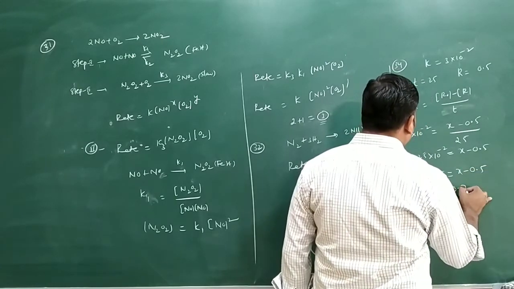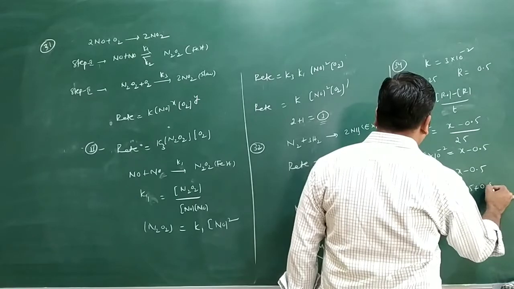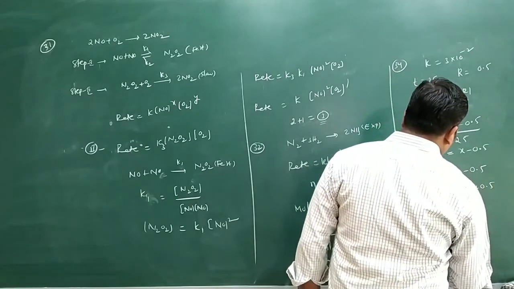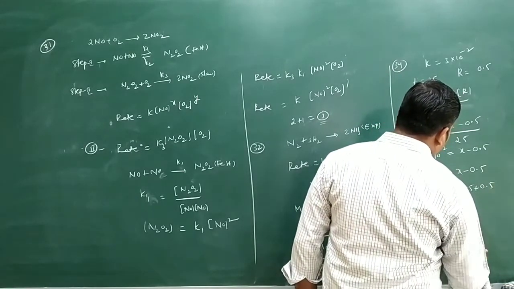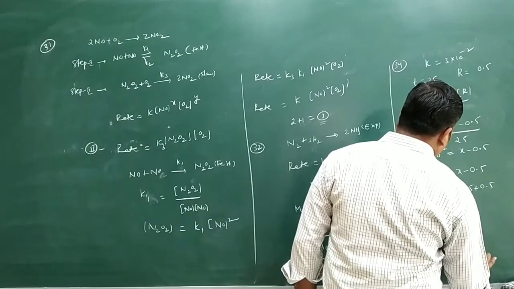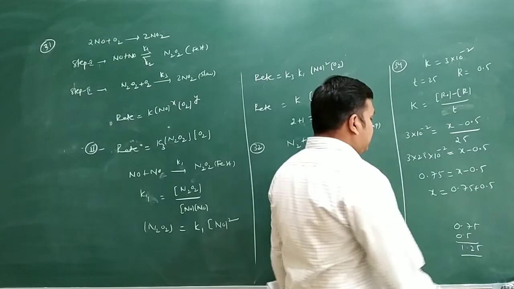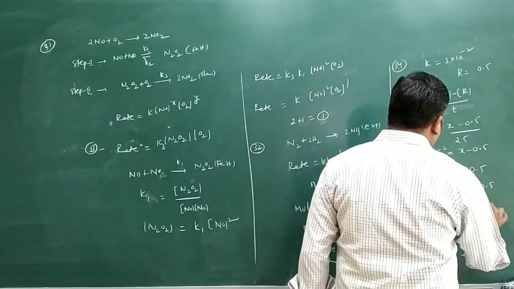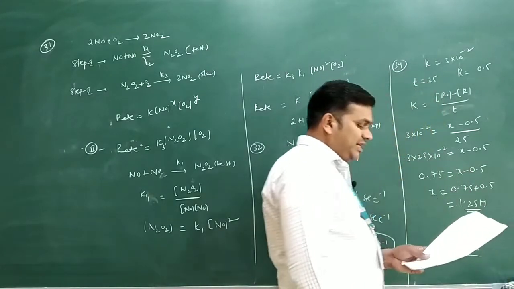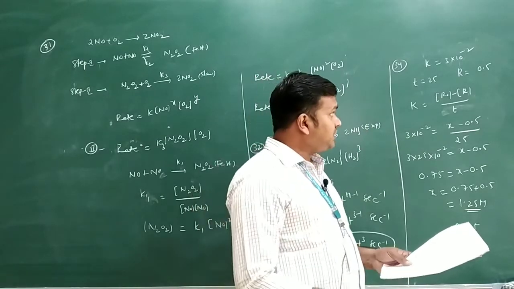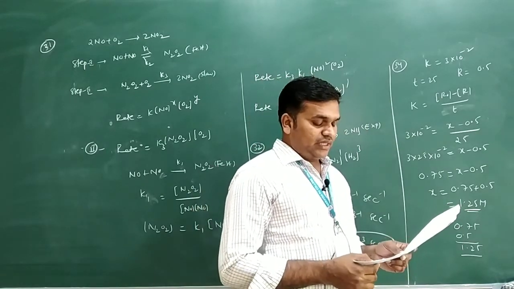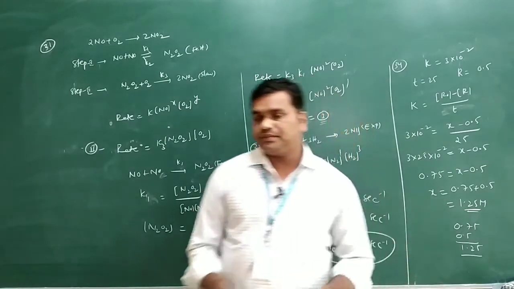X is equal to 0.75 plus 0.5, so we get 1.25. So your answer is 1.25 molar, which is option 1. I already told you which value is the final concentration, that is 0.5 molar.